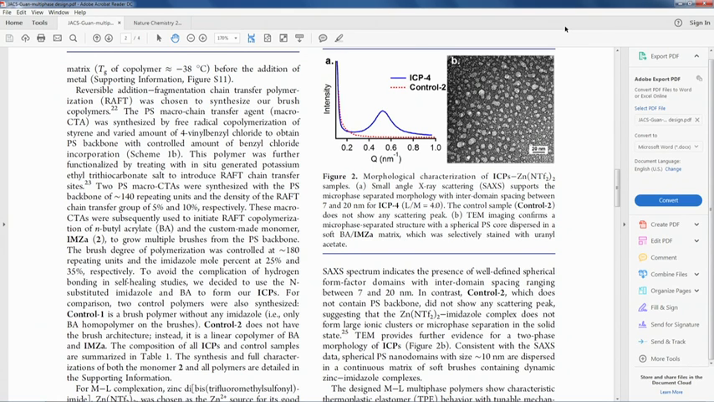So, we will leave the radical polymerization behind, and in the next class we are going to start talking about the design principles of chemical reactors.